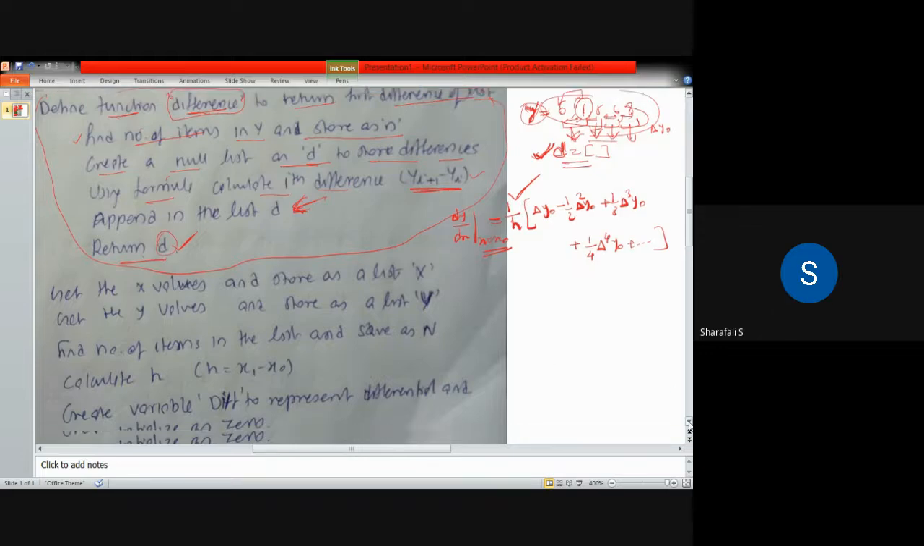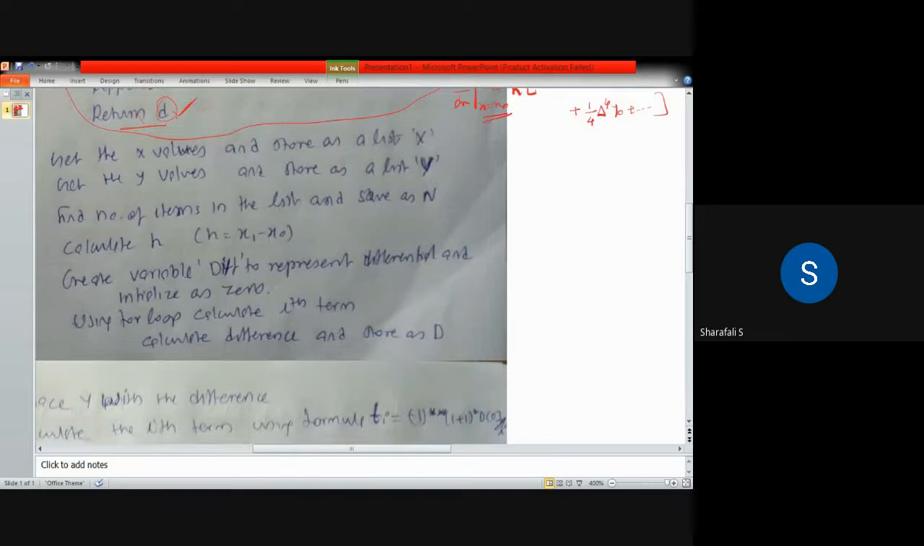Now you have to provide x and y values. Get the x values and store them as a capital X list, then get the y values and store them as a list with capital Y. Then find the number of items in that list, which means the total number of values available in the data set, and then calculate the h value by using x1 minus x0.